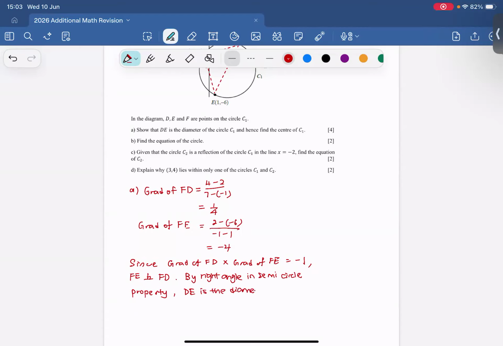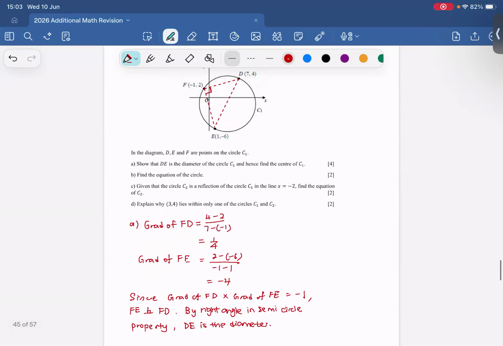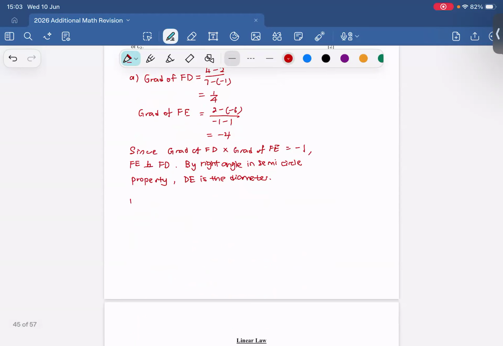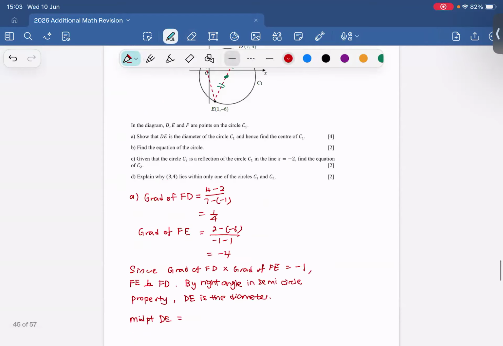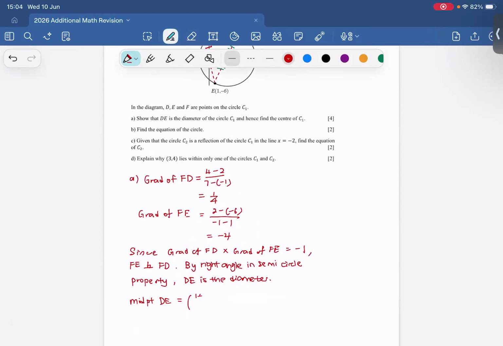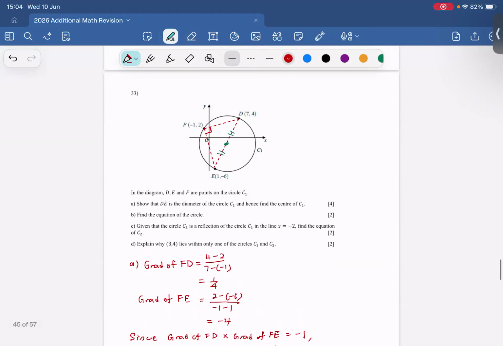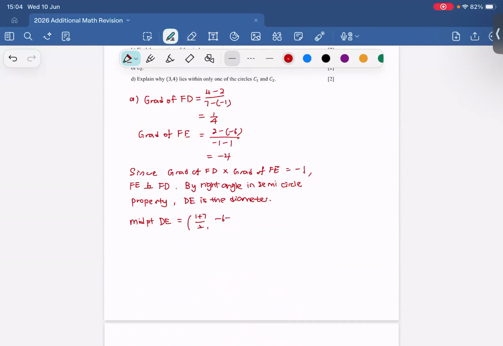Okay, you must put in the property name. And if DE is the diameter, how to find the center? The midpoint of DE will be the center of the circle. So we find the midpoint of DE. (4, minus what?)